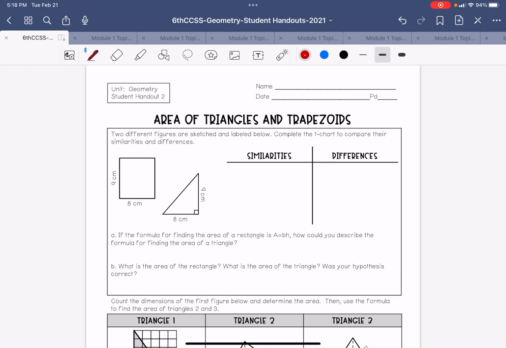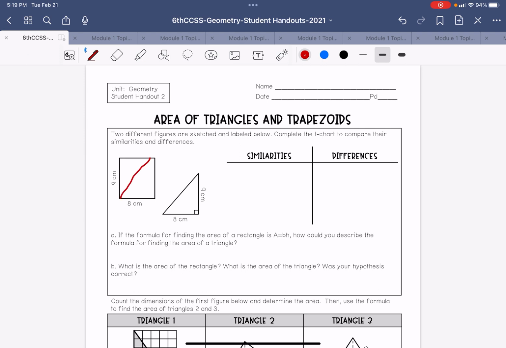If the formula for finding area of a rectangle is A equals BH, how could you describe the formula for finding the area of a triangle? If you noticed, these two have the same dimensions here. However, a triangle is just half of this rectangle.